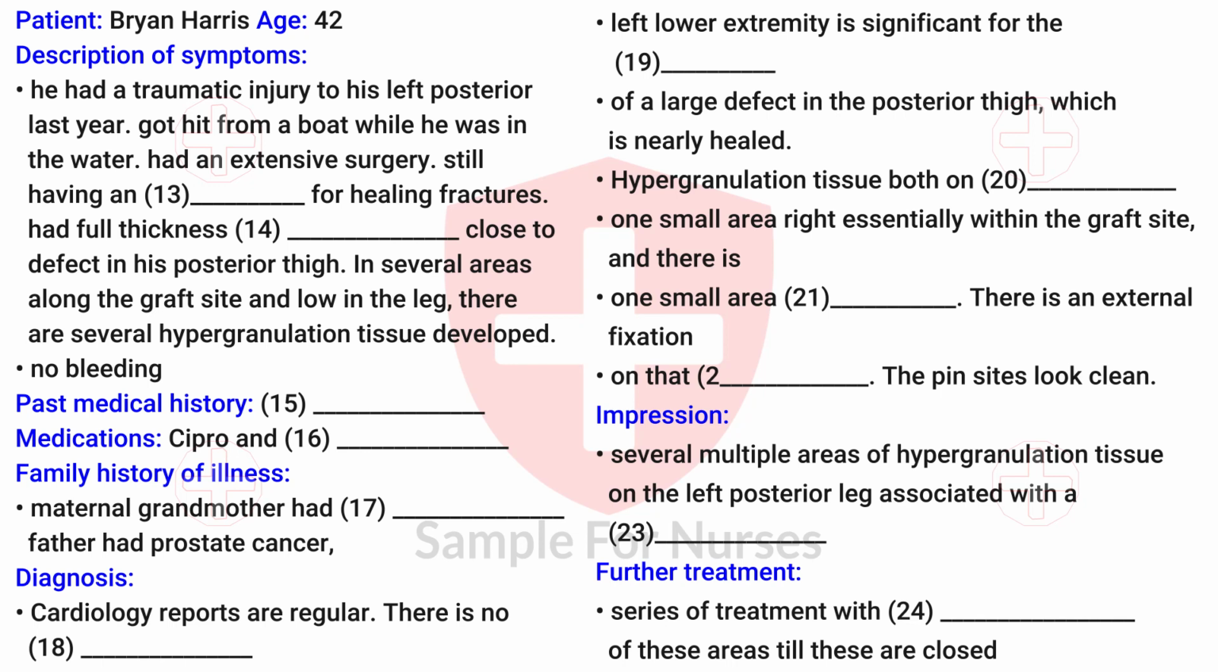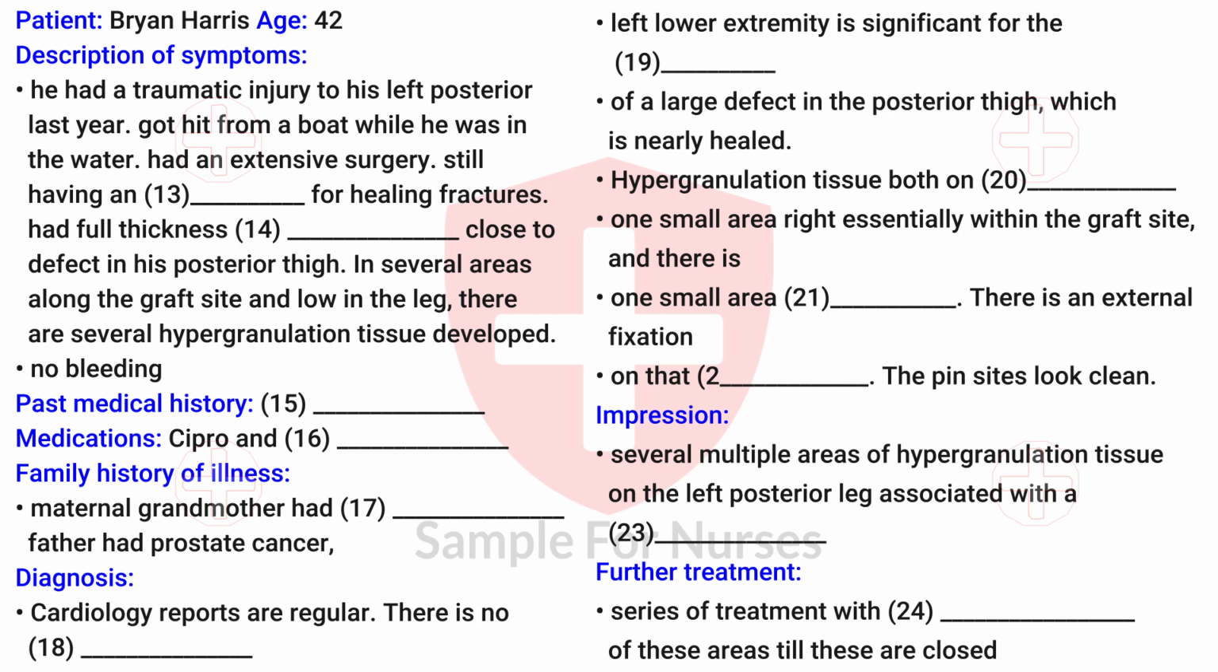Hypergranulation tissue both on your gluteal folds on the left side. There is one small area right essentially within the graft site, and there is one small area down lower on the calf area. There's an external fixation that comes out laterally on your left thigh.